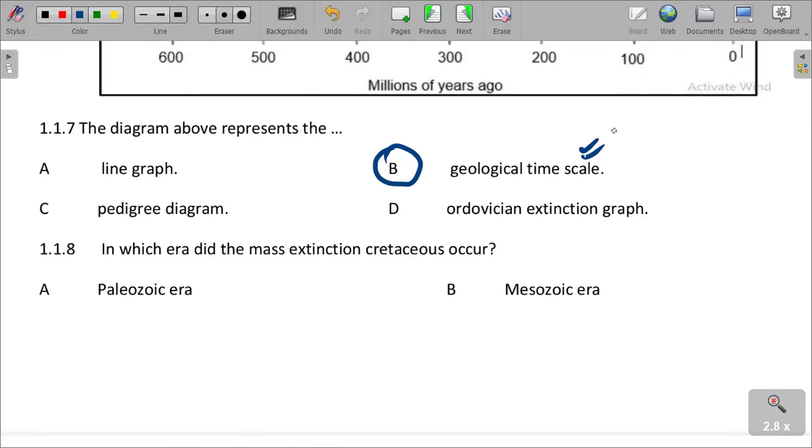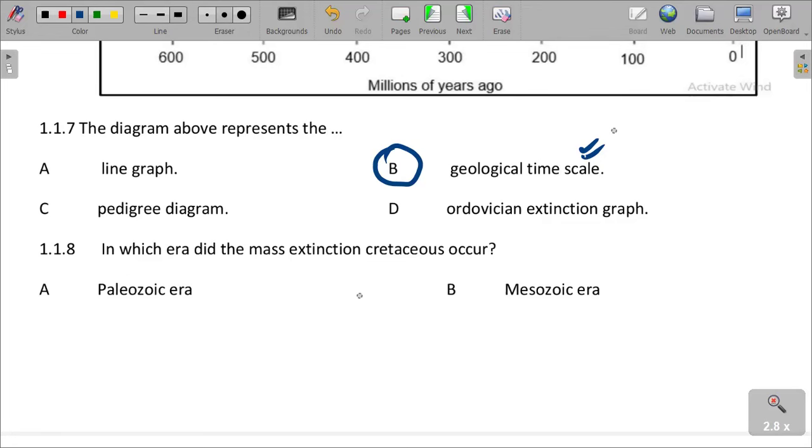A pedigree is different. If you look at a pedigree diagram, it identifies organisms, and sometimes we can identify the reproduction process, the flow of generations, and the inheritance of characteristics.